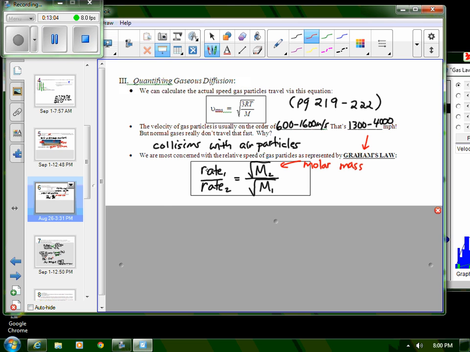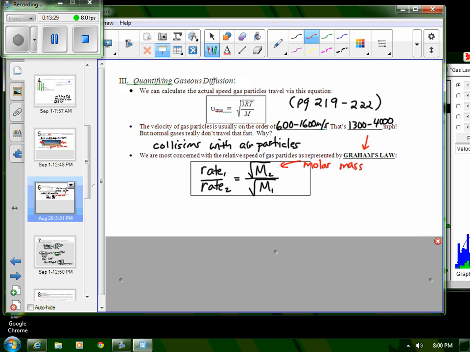Basically what you're saying is if this is the rate of gas 1, then the square root of its molar mass is on the bottom because they're inversely related. Gotta remember that. So rate 1 goes with molar mass 1. Rate 2 goes with molar mass 2. Inverse relationship, so that's why the formula is flipped like that. And don't forget that its kinetic energy is 1/2 mv squared, so that's why you got the square root relationship going on there too. Okay, so let's go ahead and practice that.